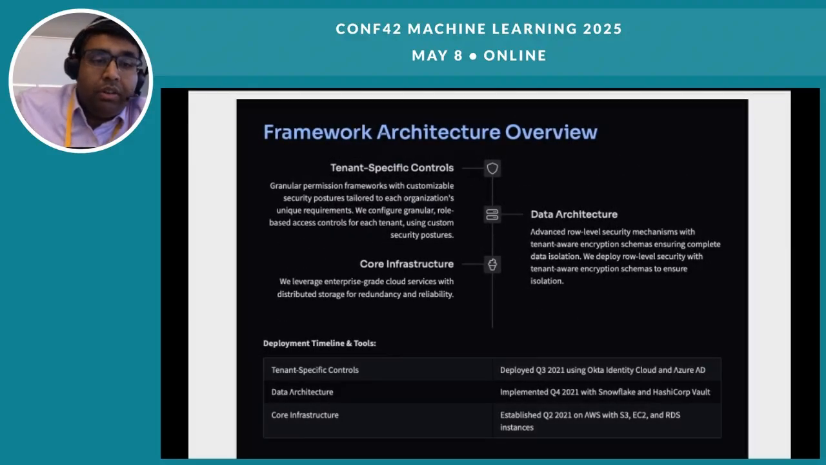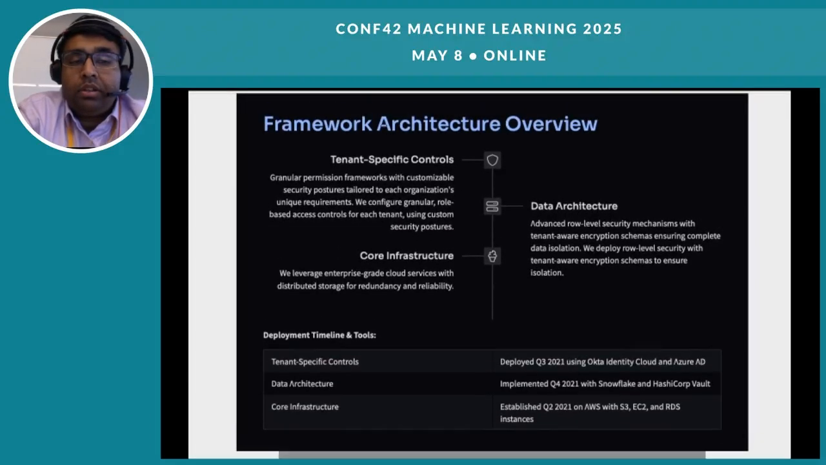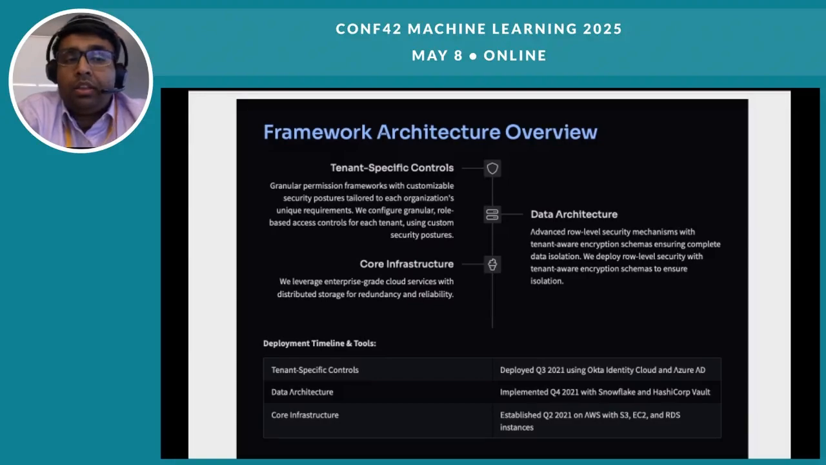We structured our governance framework around three pillars: tenant-specific controls, so each organization defines its own security posture; secure data architecture with row-level security and tenant-aware encryption; and resilient cloud infrastructure designed for redundancy and scale. This allowed us to embed governance directly into the system's design, not bolt it on later.